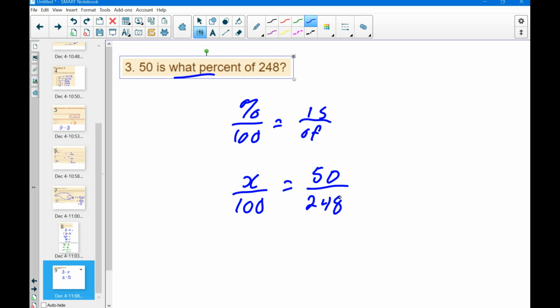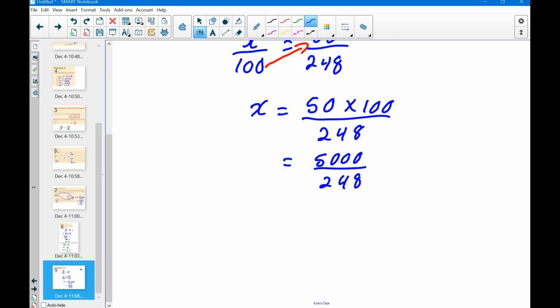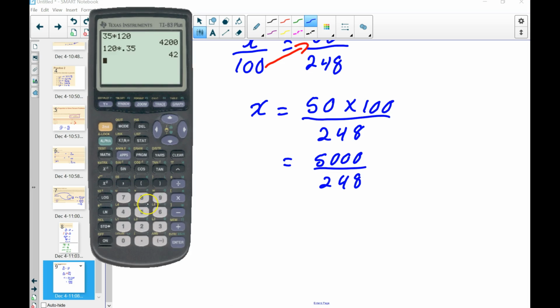And then we cross multiply. Or basically, instead of doing that, we'll use the shortcut way I showed you before. Take this one, multiply by that one, and then continue on. So it's going to look like this: x equals 50 times 100 over 248, which means it's going to be 5,000 divided by 248, and that looks like this.